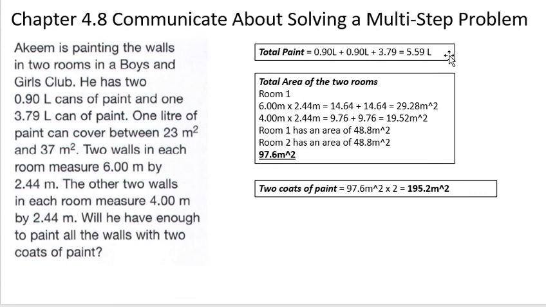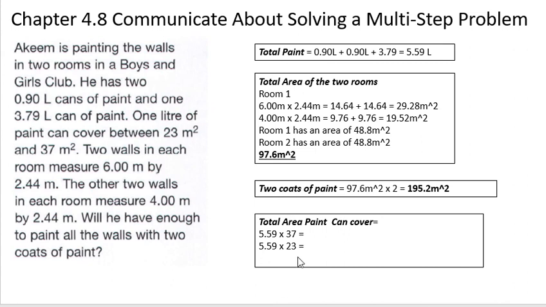So now we know this is how much paint we have, 5.59 liters. With every 1 liter, he could paint between 23 and 37 meters squared. So let's take the biggest number here. We're not too sure, but let's take 37 meters squared. I've written here both calculations. So if he can stretch the paint and get every liter to cover 37 meters squared, we would get this number. And if he goes a little bit heavier on the coat of paint, it would be 23 meters squared.